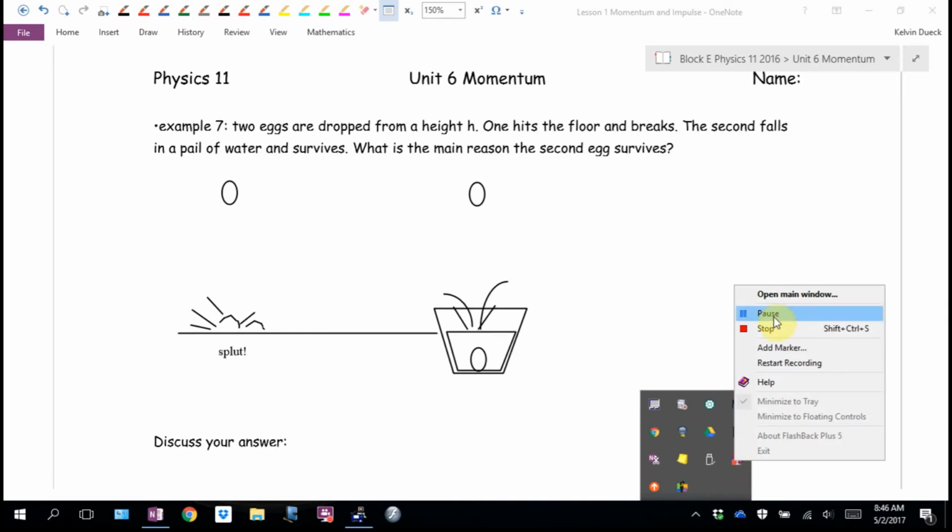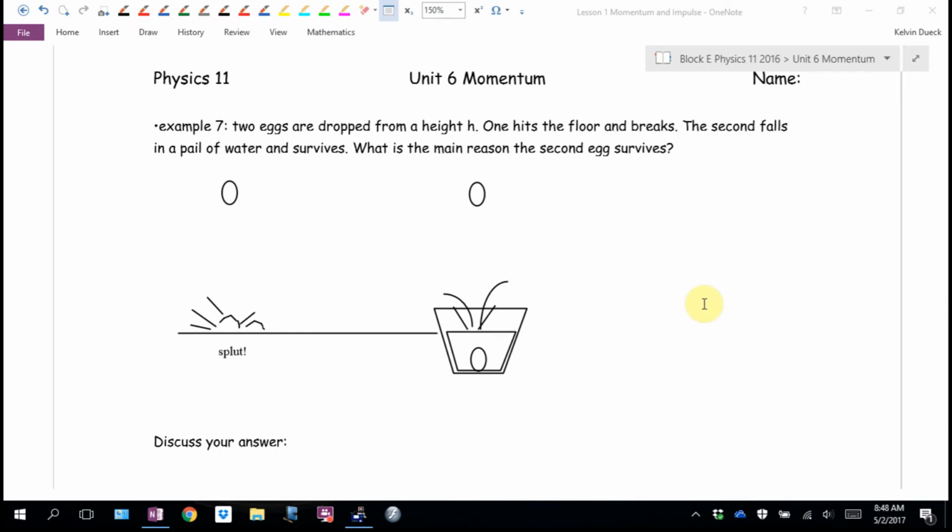Turn the page. Two eggs are dropped from a height h. That's a terrible h. Let's make it a little better. One egg hits the floor and it breaks. Splut. Good sound effect. The second falls into a pail of water and survives. What's the main reason the second egg survives?